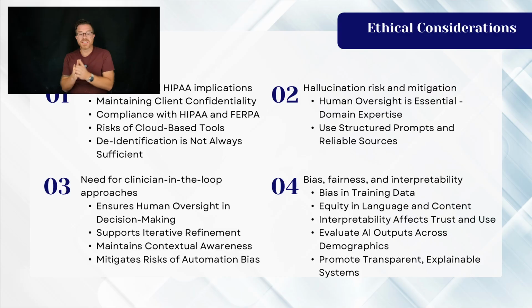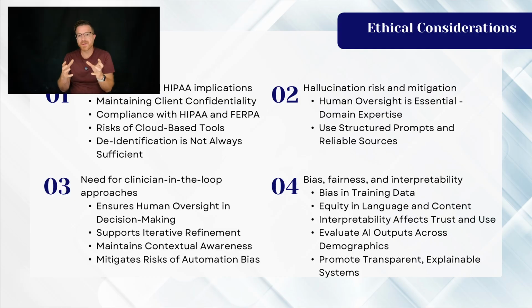Next, you'll have the need for clinician in the loop approaches. That is to say, we want to ensure the human oversight in decision making, right? So the idea with these systems is that they can assist in a lot of these tasks we've talked about, but in the end, a human should still be in the loop, looking at, one, using domain expertise to verify things, but also to make final decisions. This will allow for supporting iterative refinement, which means that then the person who is making decisions can then refine these processes to hopefully make them better over time. It also will help maintain contextual awareness, and it helps to mitigate the risk of automation biases, right?